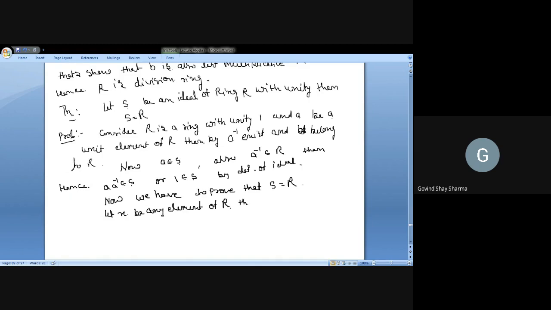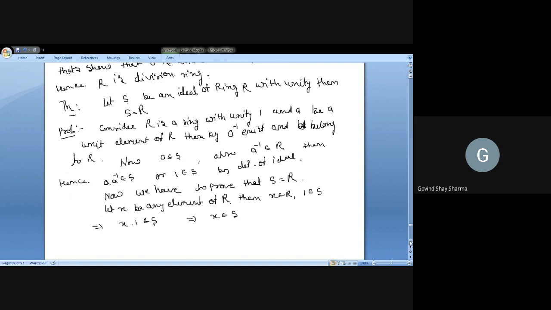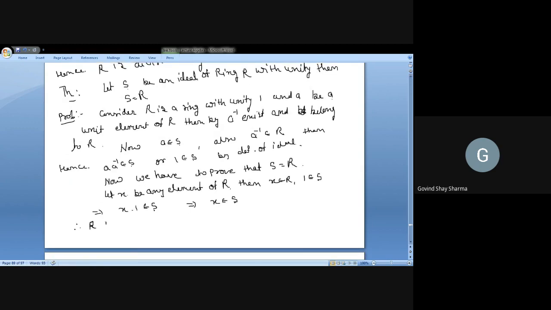Then x belongs to R and 1 belongs to S, which implies x belongs to S, since S is an ideal of R. Actually, we have shown that S is an ideal of R, so S belongs to R. S is a subset of R.